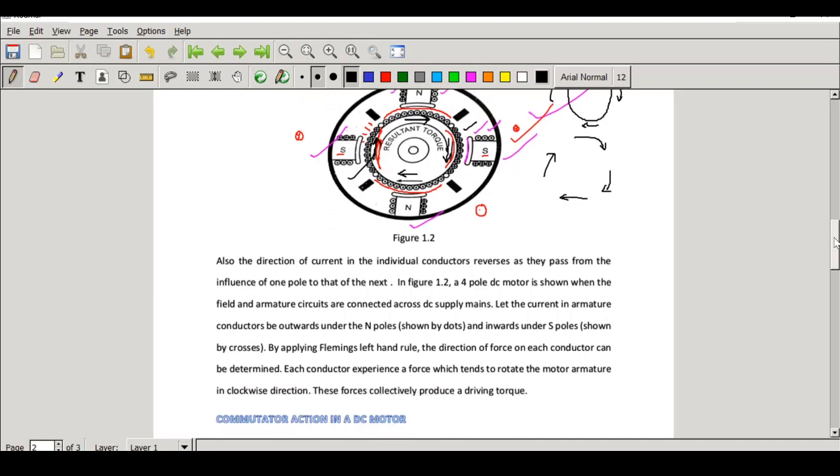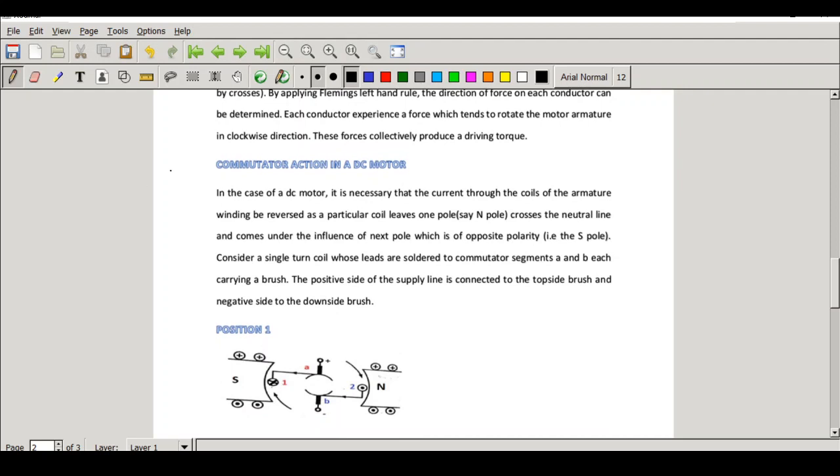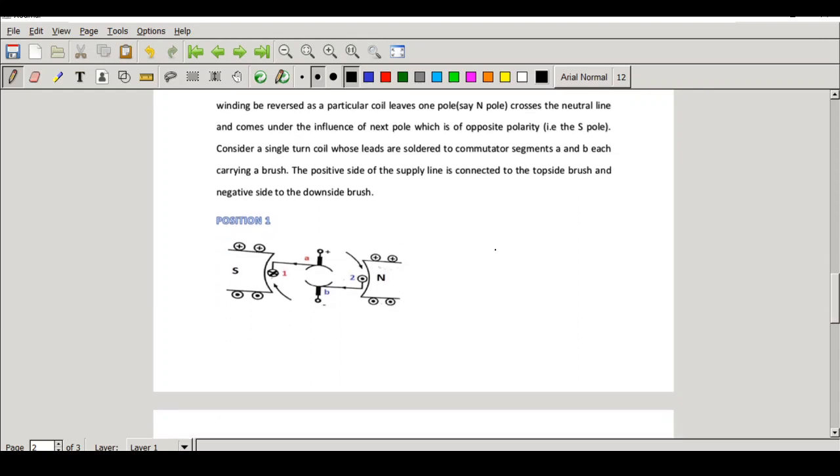Okay, so this is actually the working principle of a DC motor. Now we will understand this commutator action in a motor in detail. That is how this commutator is converting this DC current into AC current. Okay, that we will see. So we will take three positions for the conductors and then we will analyze. Okay. Now here let's take this first figure.